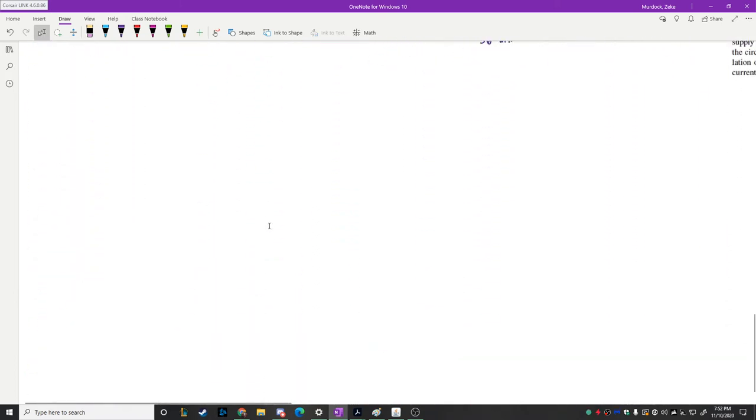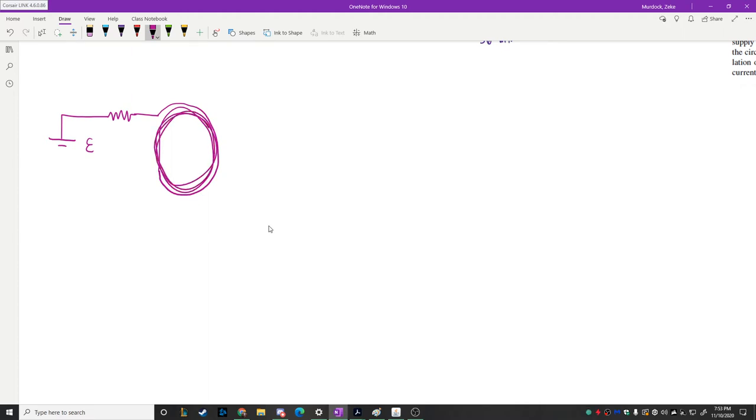So if you take our same circuit, I want to redraw our circuit in the following way. Our circuit has an EMF source, right? And that EMF source is connected to a resistor. And then that resistor is connected to a solenoid of some kind. So I'm just going to draw our solenoid kind of like this and say that it has a lot of turns in it. It kind of coils around like this. So that's our solenoid. That's our inductor. And then it connects back up to our battery source right here, right?